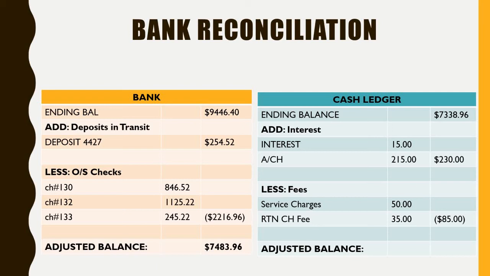And my new adjusted ending balance should be $7,483.96. And we are successful because our bank matches our cash ledger. Okay? And then when you start your book for the next month, this is going to be the number you're going to reflect in your bank account.